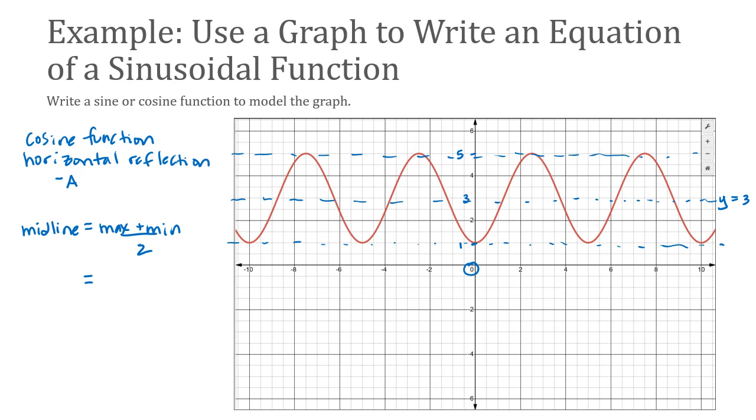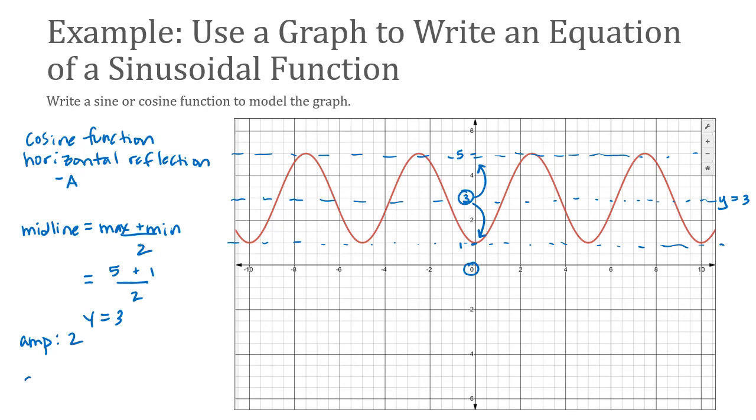But let's see if this would have worked. The maximum is at 5. The minimum is at 1. 5 plus 1 is 6, and 6 divided by 2, sure enough, is 3. So we're going to call this y equals 3, and that works. What is the amplitude? Well, the amplitude is the distance from the midline to that maximum value and to the minimum value. And we can see from that midline of 3 that we go up 2 and we go down 2. So we're going to say that the amplitude is 2.